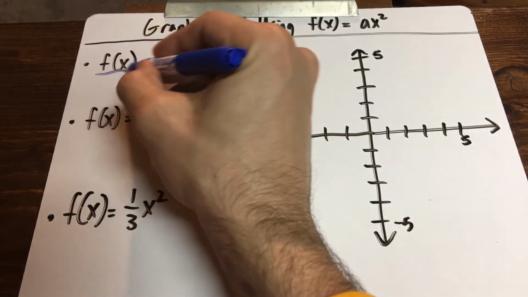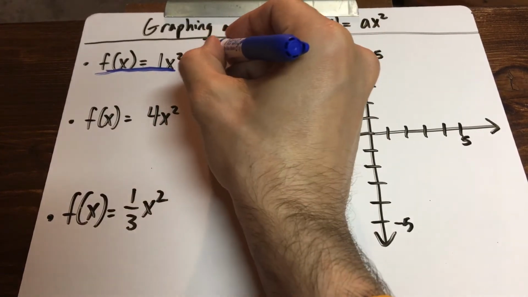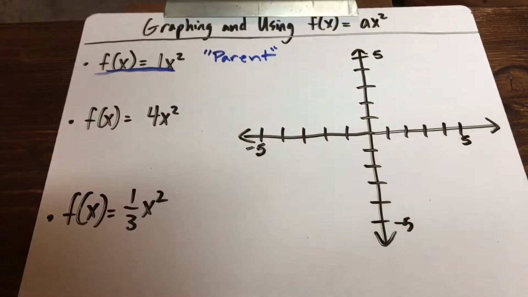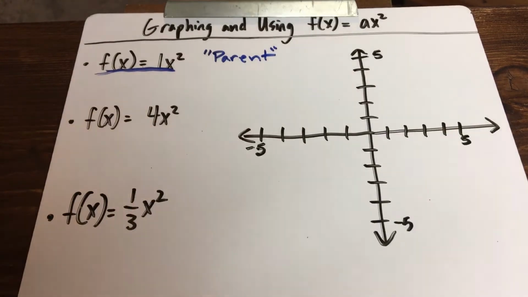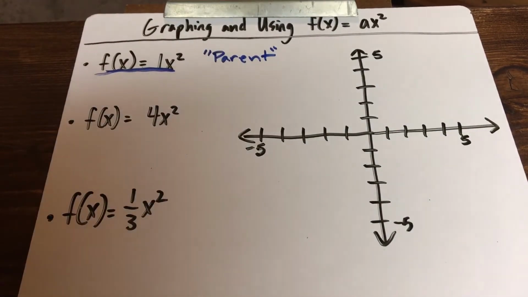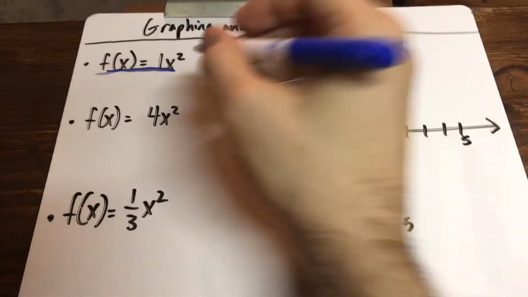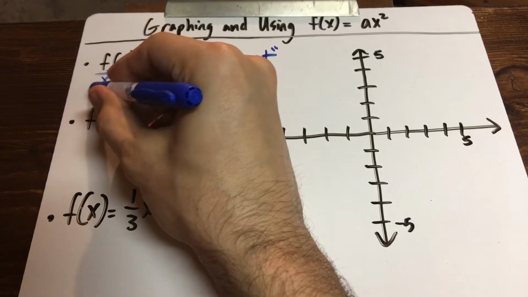Okay, so this is called the parent function. See how the coefficient is just 1? This is the easiest one you can do. It's the most basic one that there is, and all of the other ones are basically transformations of this one, right? This is the one that is kind of the original, and then we're going to mess with it. We're going to change it a little bit to get all these others. Now, if you don't know how to graph this, that's fine. The best way to graph it is to do one of these little input-output tables, right?